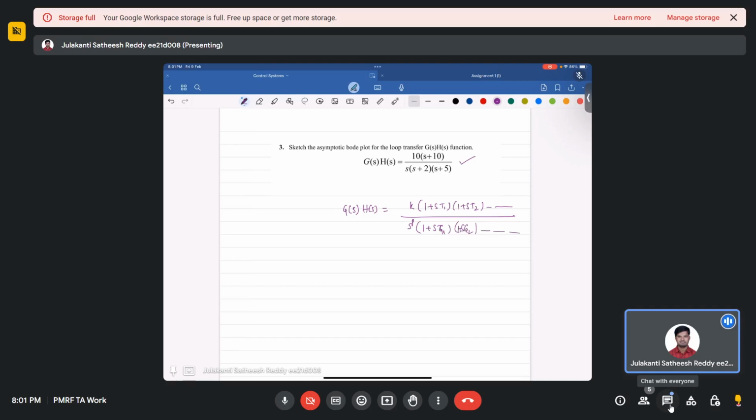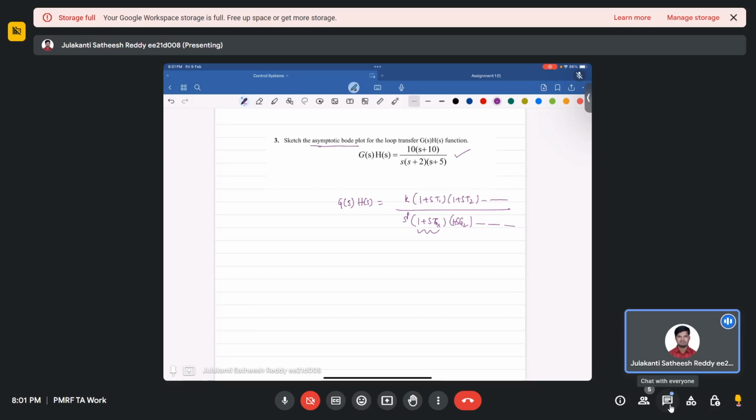Here s is nothing but 1 by omega t. If you make the magnitude equal to 0, you can find the exact value. Why we say asymptotic plot: if you see the exact plot, the asymptote is all about the tangent at that particular frequency. At that frequency we have one plot, and another plot, and both meet at the same point. We are drawing this as a tangent, so we can say this is asymptotic. At this point we can go for an approximation, so at that frequency both magnitudes will be equal.